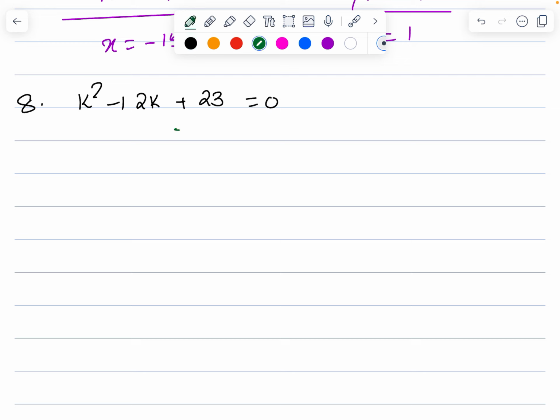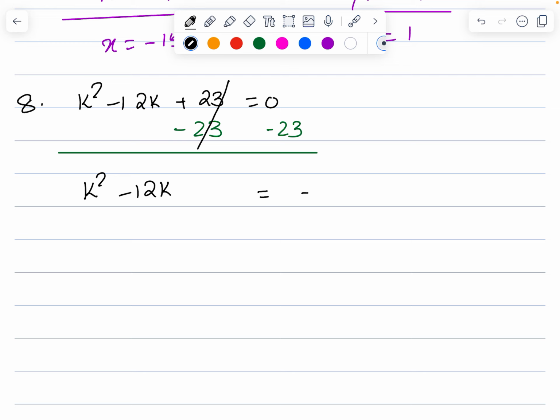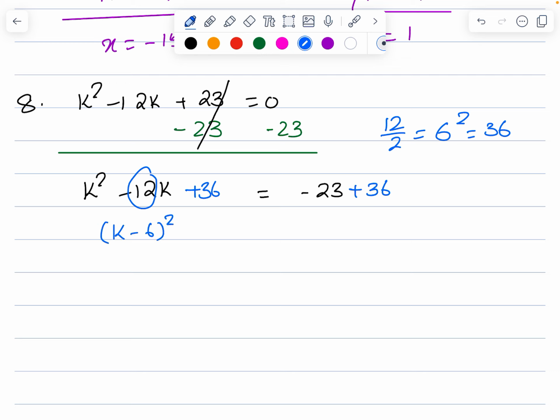What am I going to do? Subtract 23 on either side. So 23 cancels. k square minus 12k equals negative 23. Now what's the number over here? 12. 12 divided by 2 is nothing but how much? 6. 6 square is how much? 36. So add 36 on either side. So this is (k minus 6) whole square equals 13.